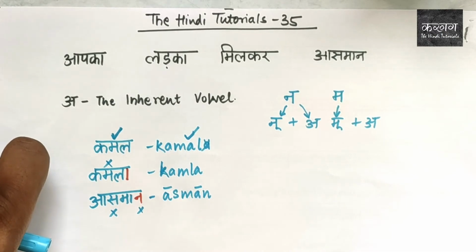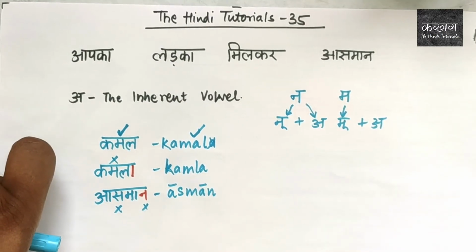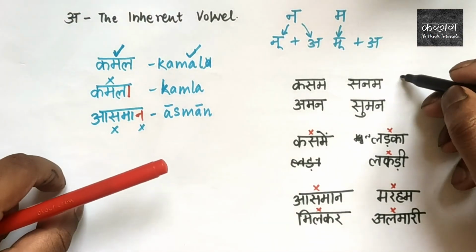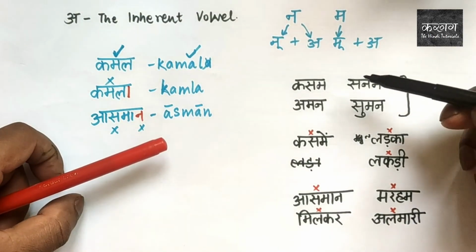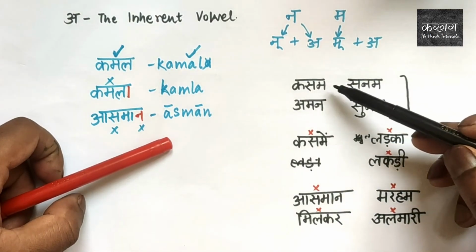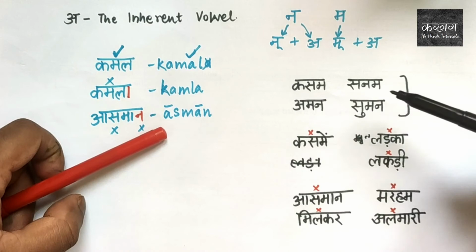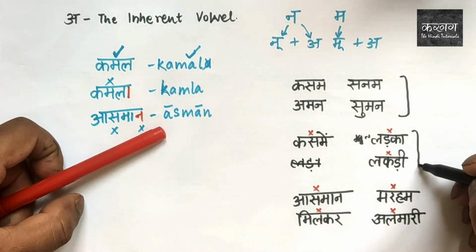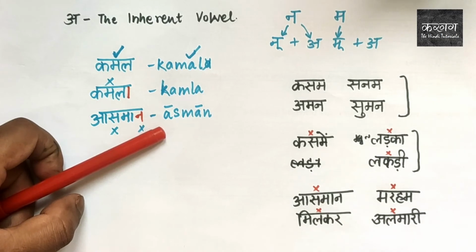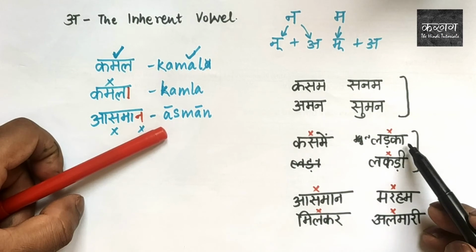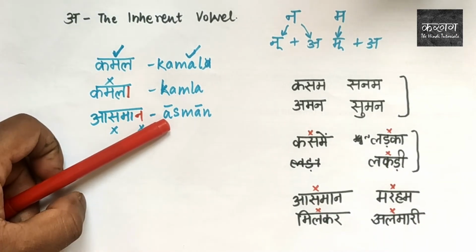ठीक है? Let me give you some more examples of all the three cases. So in the first group of words, you see three-letter words not ending with a matra. We pronounce Kasam, Sanam, Aman, Suman. ठीक है? The second group of words is three-letter words ending with a matra. Kasme, Ladka, Lakdi. ठीक है? Did you note the difference?